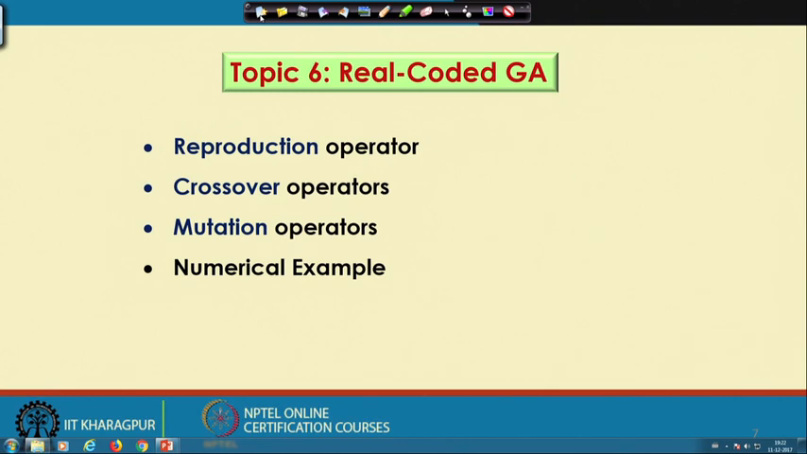Now, using this SBX we can find out the children solution, and once you have got the children solution, we can go for the mutation operator. If you see the literature, we use different types of mutation operator in real coded GA. Out of all such operators, the most popular one is the random mutation. Then we have the concept of polynomial mutation.